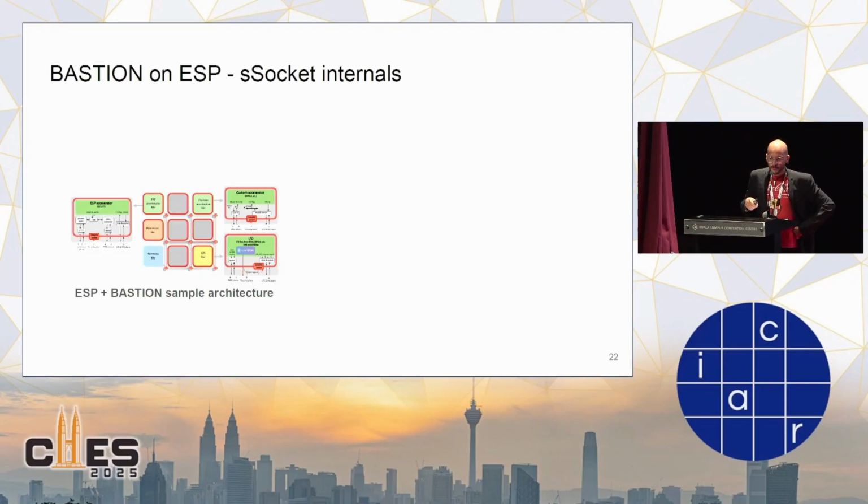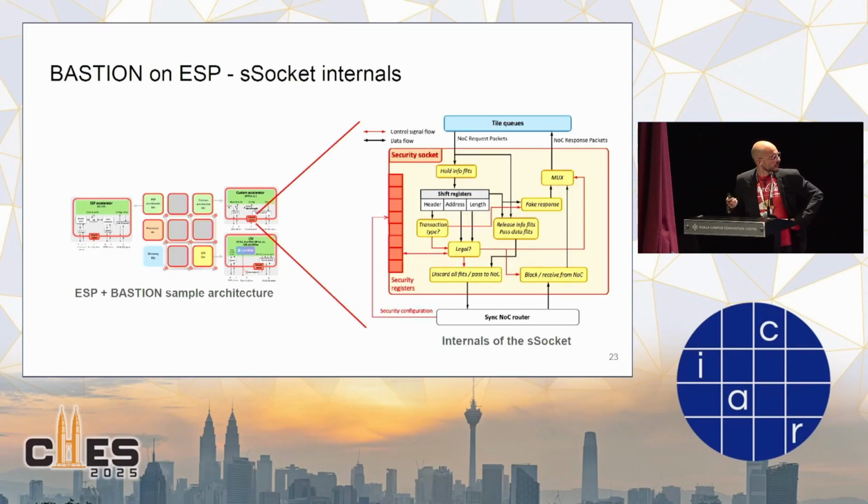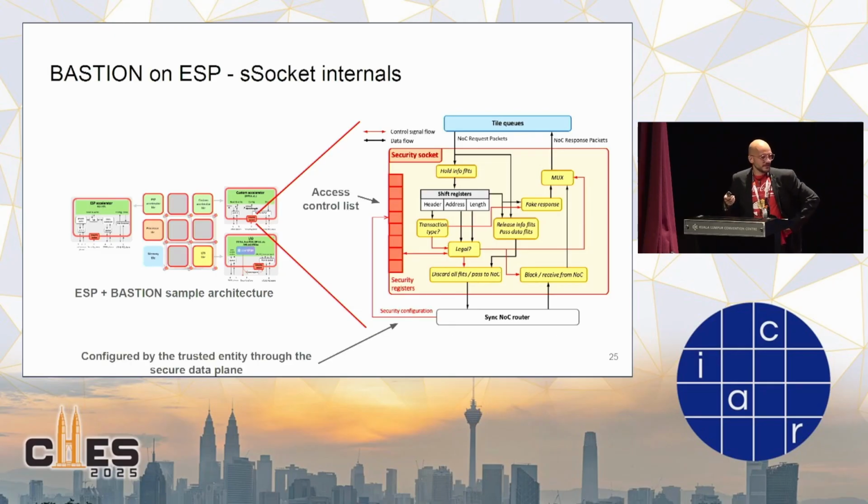Let's get a little bit into the socket internals. This is pretty straightforward logic. The logic itself has been placed between the queues, and there are some reasons for that I'm going to show you later, why I decided to do that. These are the two interfaces between the core and the network on chip. And as I mentioned before, we need a secure configuration, and the secure configuration comes from the network on chip, and in particular from a secure data plane that allows configuring the local access control list inside of each tile.